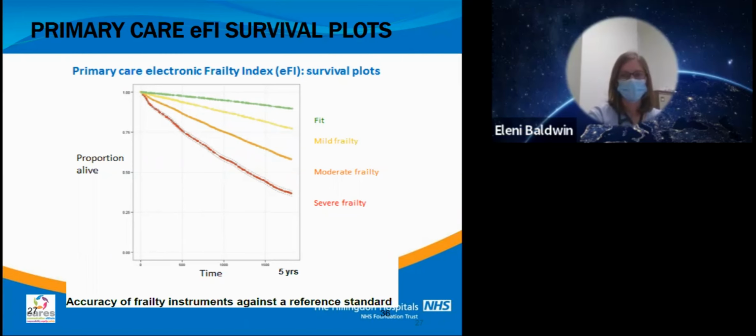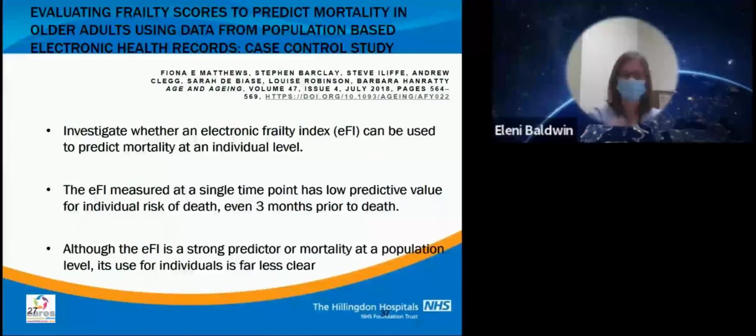And whether that's good for individuals, probably not actually, because I found this study looking at the electronic frailty index, and they were trying to see if it could predict mortality. Again, a really big study: 13,000 individuals aged over 75 who died between January 15 and January 16, and they matched them to the people who didn't die. They found a really low predictive value. So it's good at a population level, but for individuals, it's probably not that good.